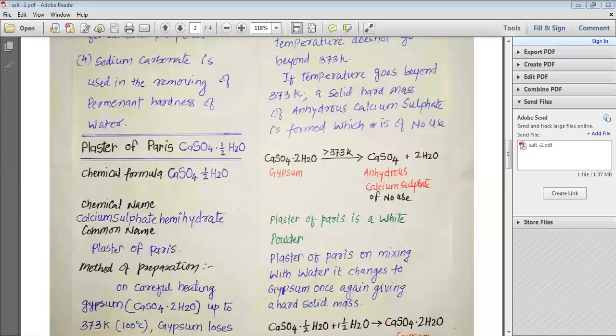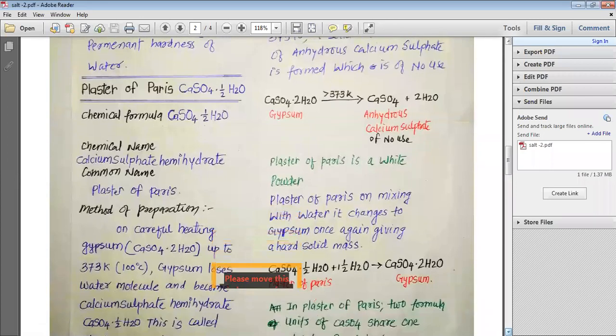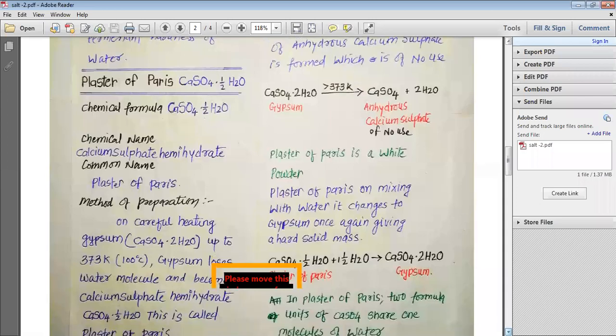Yes, sir. Okay, then we should move to the next salt that we need to study. That salt is known as the plaster of Paris. Plaster of Paris is written as calcium sulfate 1 by 2 H2O. So the chemical formula is CaSO4 into 1 by 2 H2O. The chemical name is calcium sulfate hemihydrate. The common name is plaster of Paris.